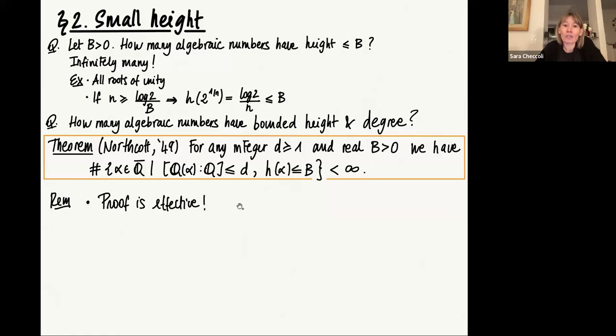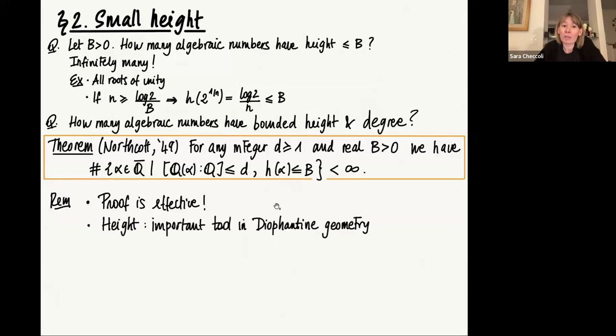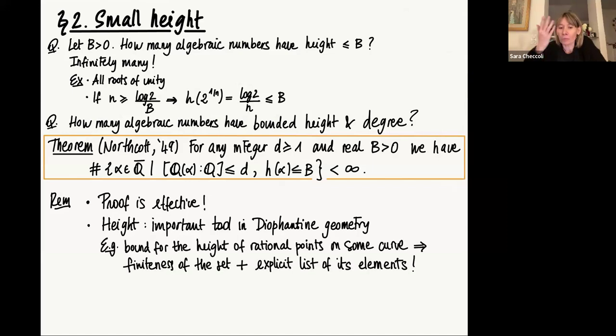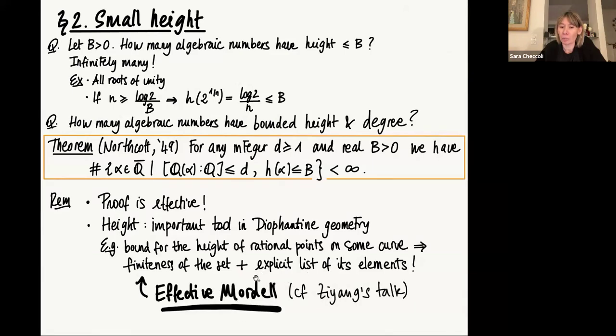And the proof of this result actually is effective. This means that the proof not only proves the finiteness, not only does it give you a bound for the cardinality of the set, but it gives you in principle a way to find these points. And it is very important in applications in Diophantine geometry, as we saw last week. If, for instance, you are interested in bounding the height of rational points on some curves, if you think about high genus curves, not only will you get the finiteness of the set, but also an explicit list of the elements of this set. So this is what Ziyang called the effective model.